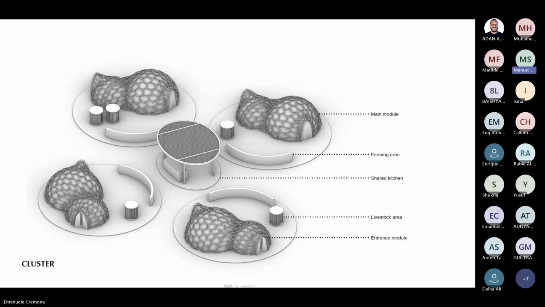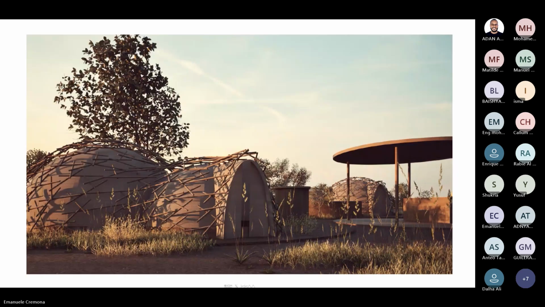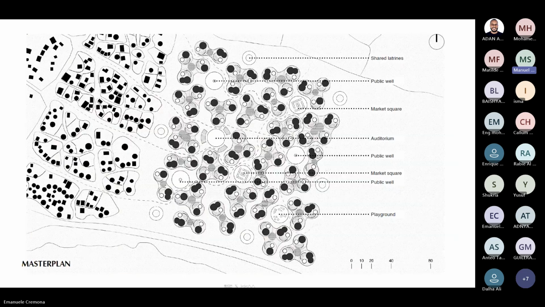Yeah, exactly. This is how the cluster works, and we have these modules. We have four main modules with a shared kitchen inside. We have a farming area, a livestock area, and a space for keeping private things secure. So this is how one of the clusters works. Of course, we would have several of these, but this is also for scale.